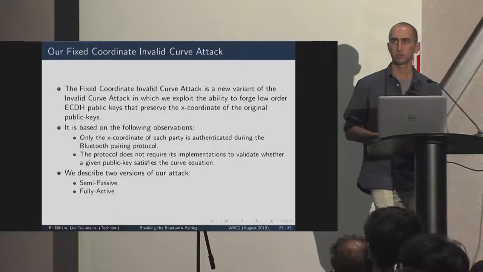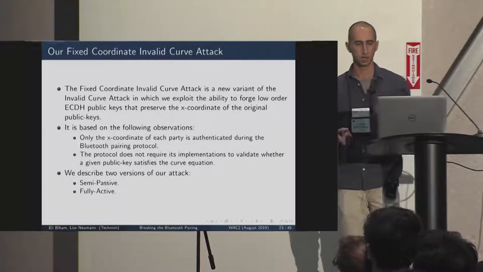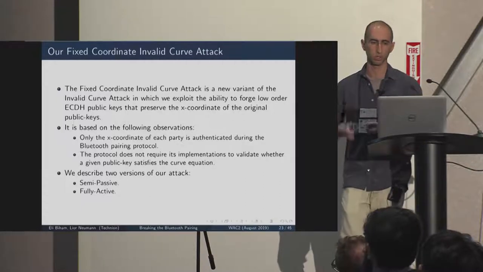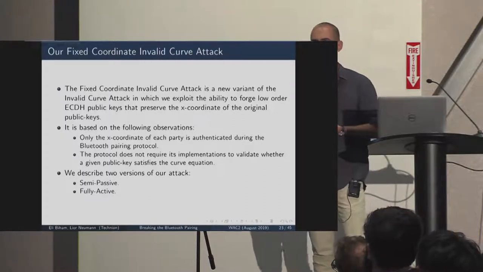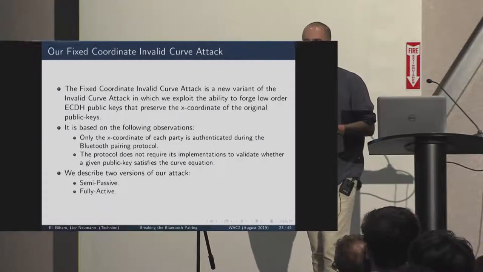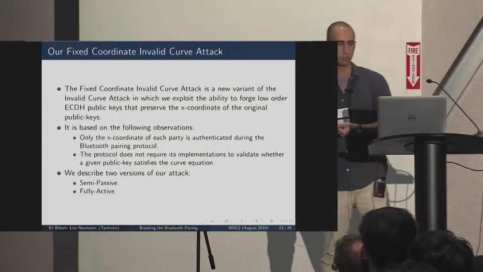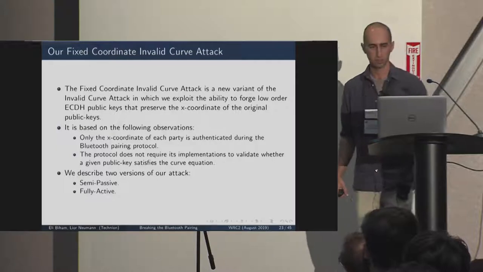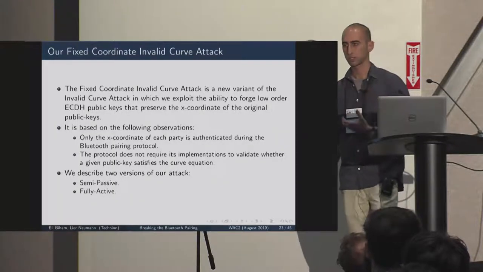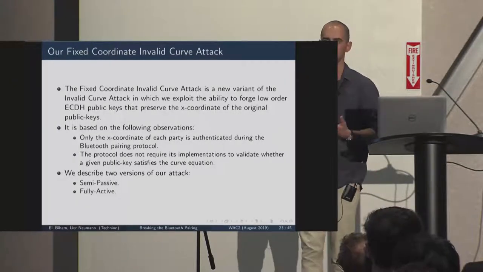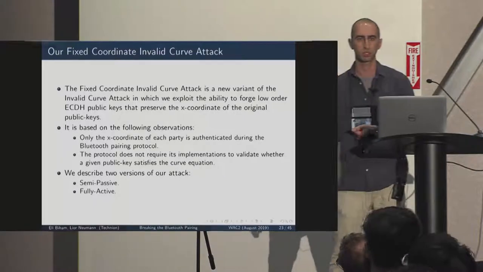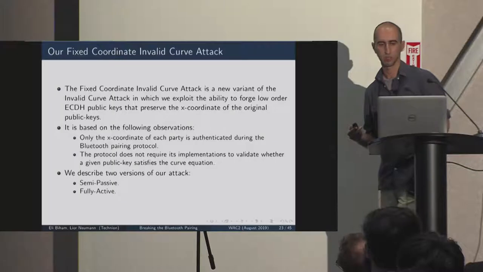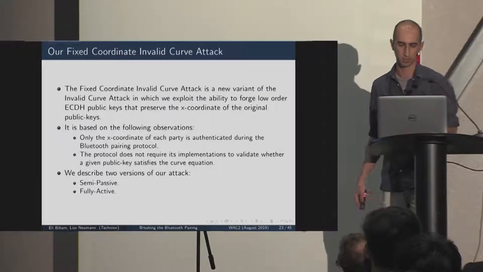And with that, we can also remember that the Bluetooth standard does not require implementations to validate whether a given point satisfies the curve equation. Again, the mitigation that was used is not that, it's a different one. So what we can do in order to attack this protocol is change the Y coordinate to any value that we want without affecting the authentication.